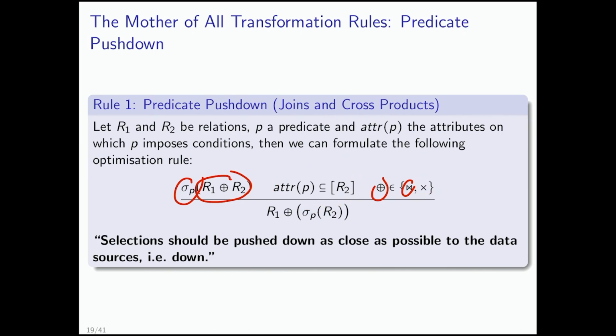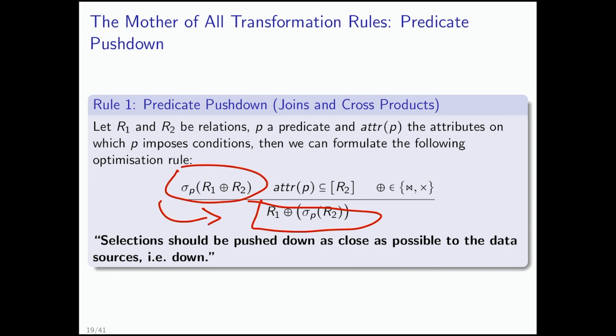So if all of these conditions hold, I can rewrite that tree to something like that, saying, okay, I first apply the selection on R2, and then comes the binary operation, cross product or join with R1. Yeah, that's basically what this rule is saying. So I'm pushing down the selection operation. I'm pushing it through the cross product or through the join operation. So here's a more colloquial way of saying it. Selections should be pushed down as close as possible to the data sources, so down the plan.